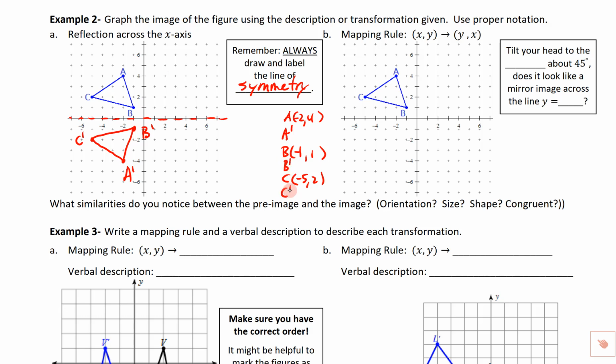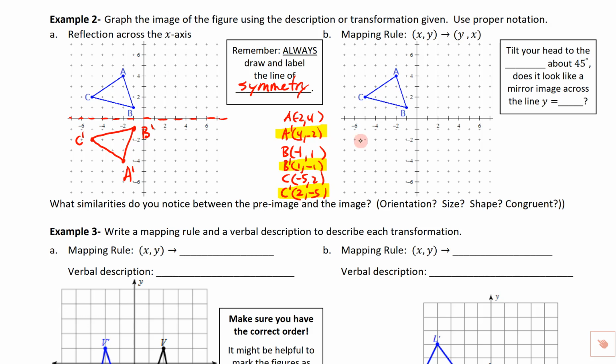Now what I'm going to do here is figure out what each one of these new ones is. So all I have to do is switch the x and the y. So this is going to be 4, -2. This is going to be 1, -1. And this is going to be 2, -5. So what I'm going to graph here are each one of these prime coordinates, each one of the new ones. So let's come over here and graph those.